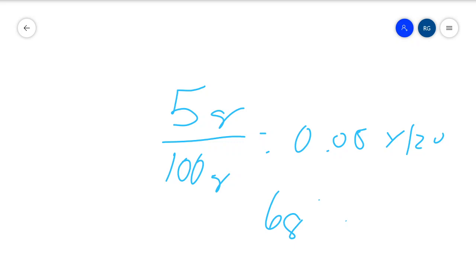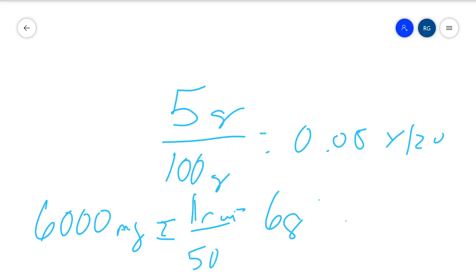So we have a 50 milligram tablet, so we have to change grams to milligrams. So 6 grams is 6,000 milligrams. One capsule is 50 milligrams, so your milligrams cancel out. We are left with caps, and 6,000 divided by 50 is 120 caps.